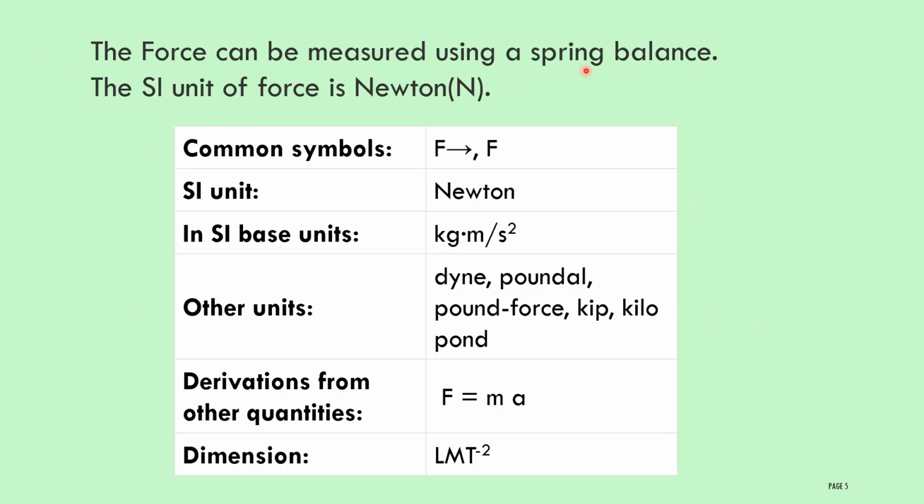Force can be measured using a spring balance. The SI unit of force is Newton. N, you have to remember. The common symbol we use is capital F. The SI unit of force is Newton. The SI base unit is kg meter per second squared. Another unit is dyne; we will use this one only. Derived from other quantities, F equals ma. Here F means force, m means mass, a means acceleration. Dimensions: length, mass, time to the power of -2.